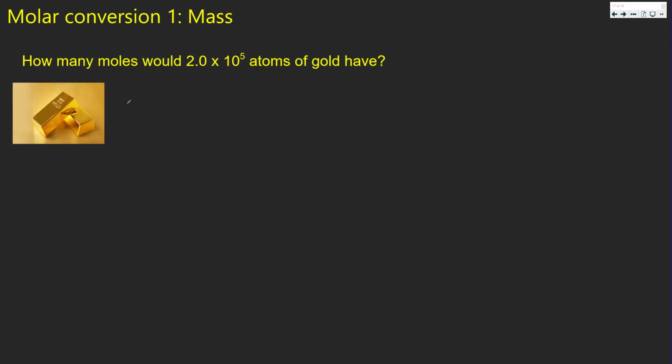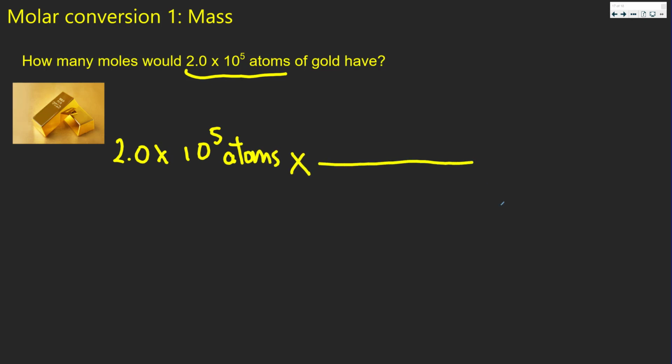Let's look at a chemistry example. So if you were to look at how many moles would this number of atoms of gold have. I'm going to start off by writing what I know. So I'm going to put 2.0 times 10 to the 5, and my unit is atoms. And I'm going to times division bar. And since I need to get rid of atoms, I'm going to put atoms at the bottom. And I want moles, so moles is going to be at the top, just like the previous example. So then I need my Avogadro's number. I'm going to put 1 mole has 6.022 times 10 to the 23.